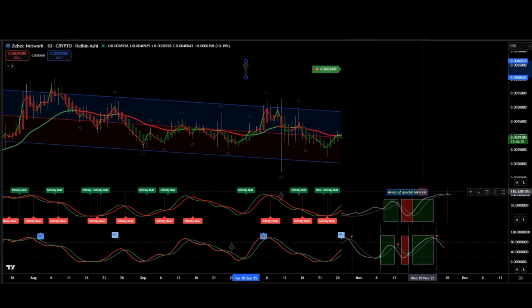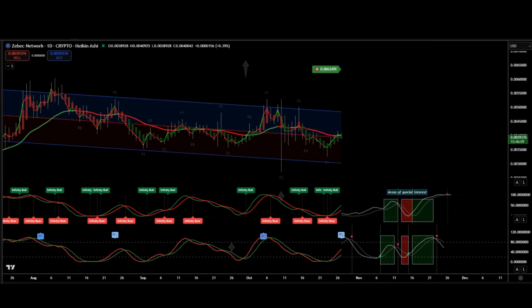ZBCN is entering a momentum synchronization zone. If support near 0.0035 continues to hold, and we get a confirmation candle near the next projected crossover window, that could mark the beginning of the next cyclical move extending into mid-November.